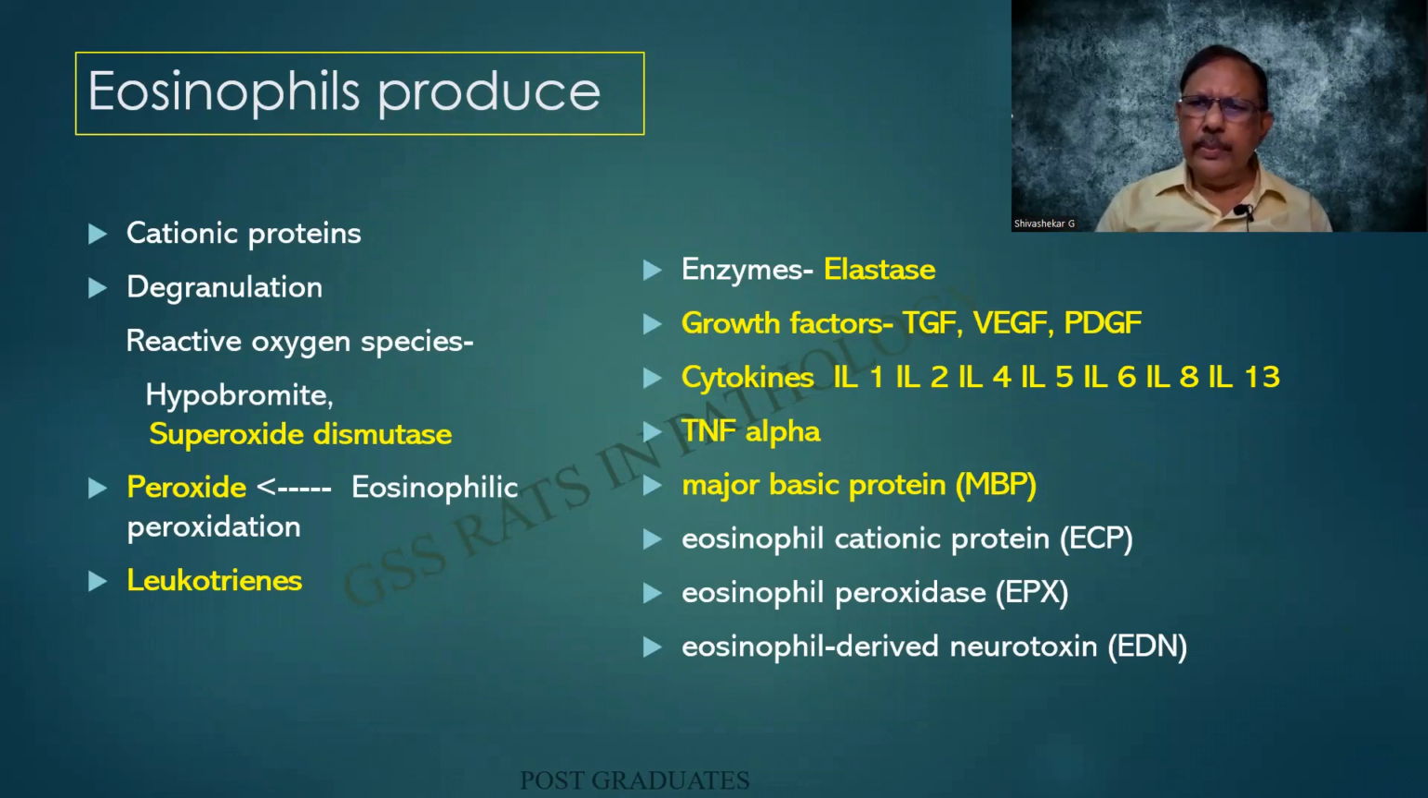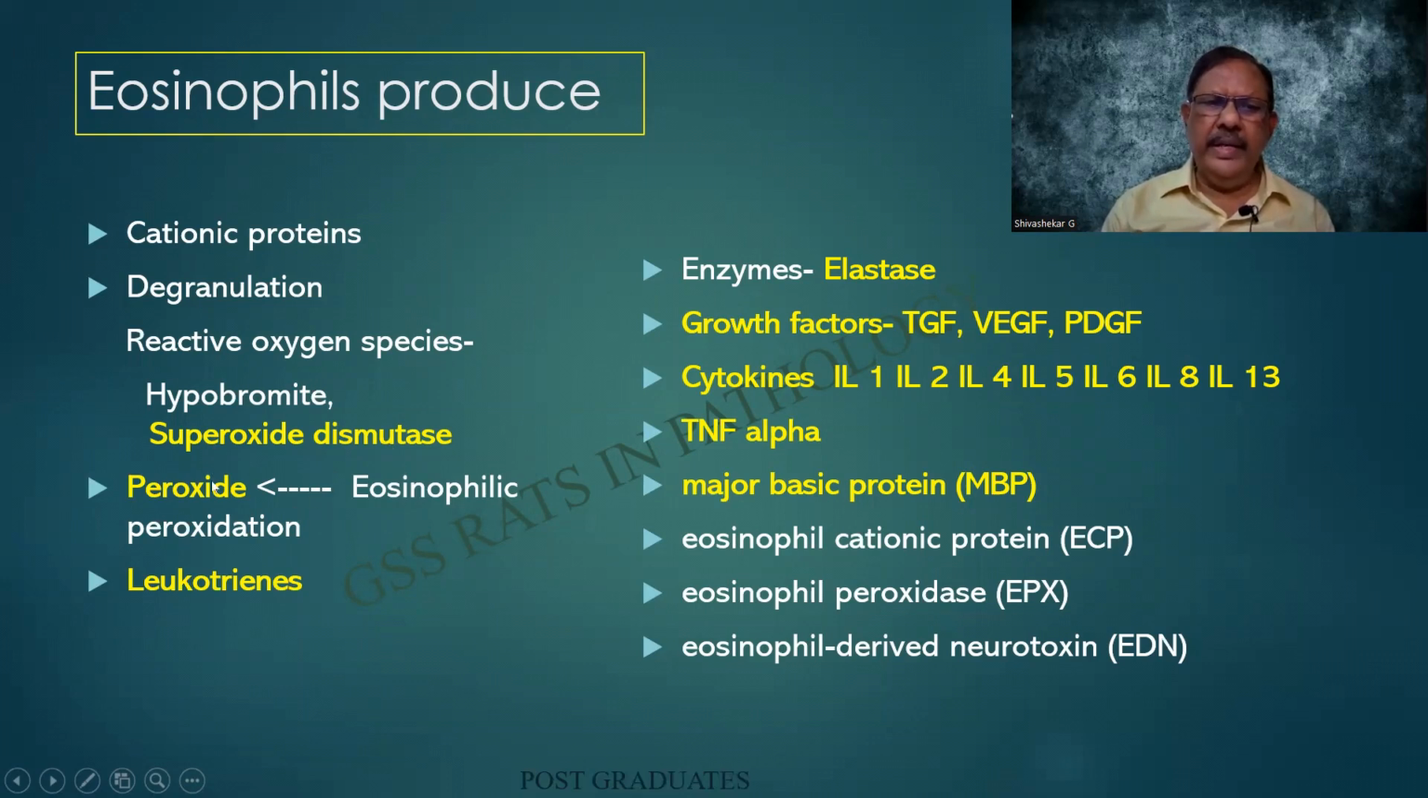What do the eosinophils produce? There is again a list over here, and I have highlighted in yellow some substances which are very familiar to us. So much so, it will be easy for us to recollect them. I find that there can be cationic proteins, there can be degranulation, producing the reactive oxygen species, superoxide dismutase, we all know as a free radical.